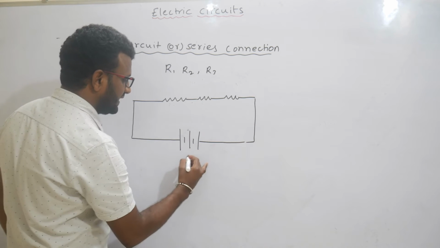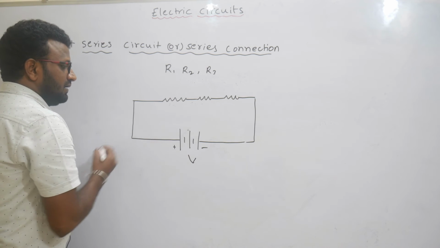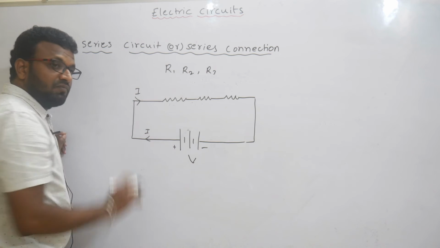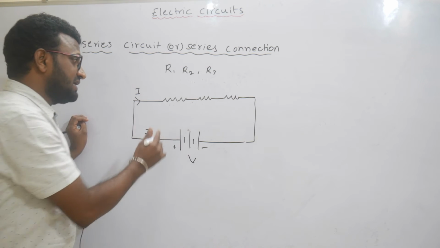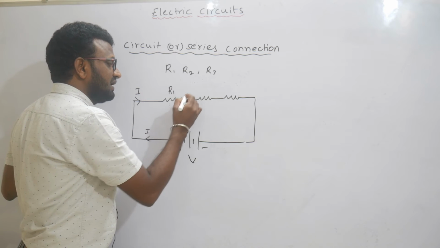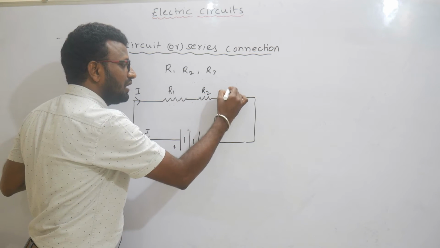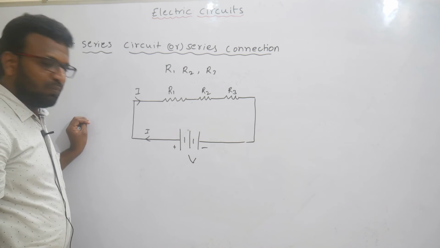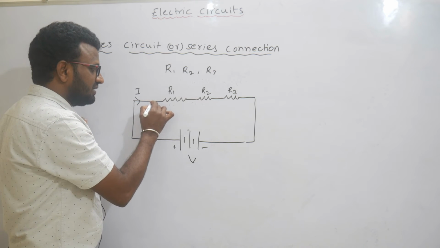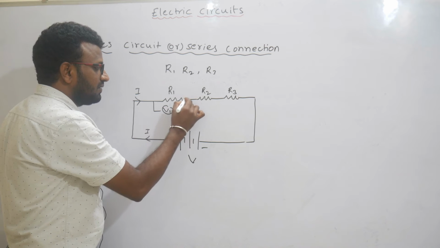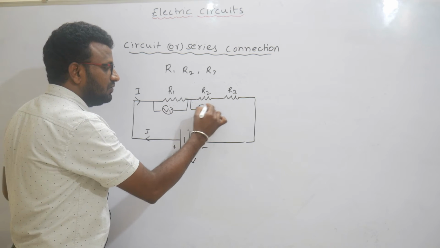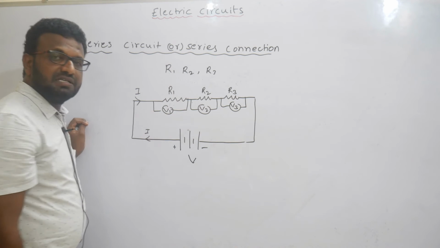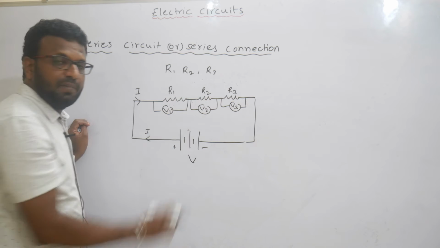So this is the battery, plus and minus. Current is coming from the battery. The magnitude of current flowing through each resistor will be the same, where the resistances are R1, R2, R3. Now the potential the battery provides across each resistor is V1, V2 and V3, which means the potential difference across each resistor will be different.